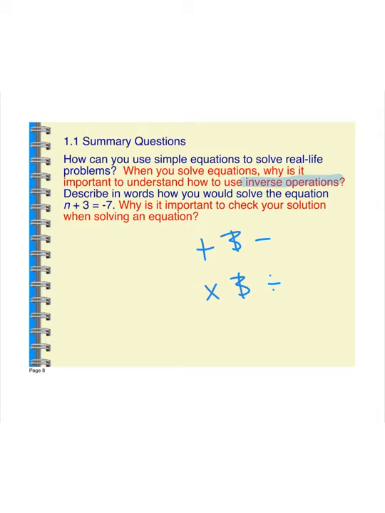So describe in words how you would solve the equation n plus 3 equals -7. Well, we would subtract 3 from both sides, and we would get n equals -10. And then why is it important to check your solution when solving an equation? It's easy to make simple mistakes, especially when we get to more complicated algebra. So say I saw that 3 and that 7, and I thought, it might be 4 because I know 4 plus 3 is 7. Well, then when I plug in 4 plus 3, I'm going to see that, oh, that's not -7. So I need to check my work to make sure I didn't make silly mistakes like that.